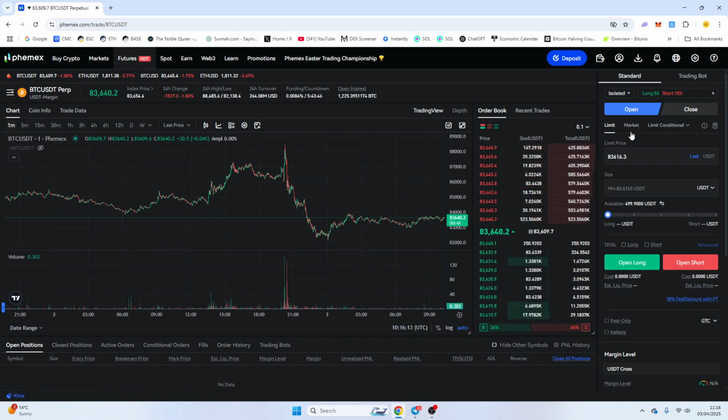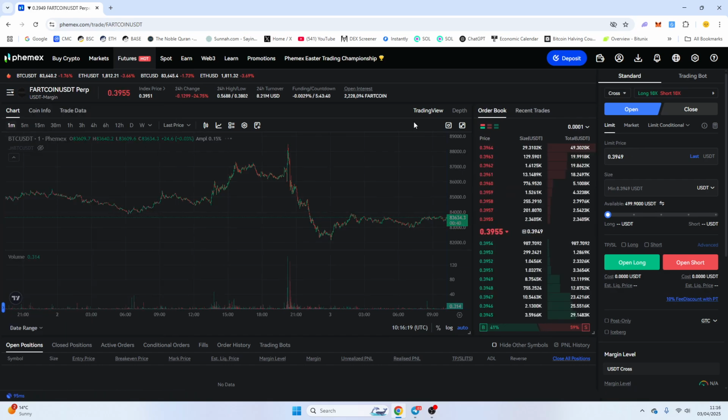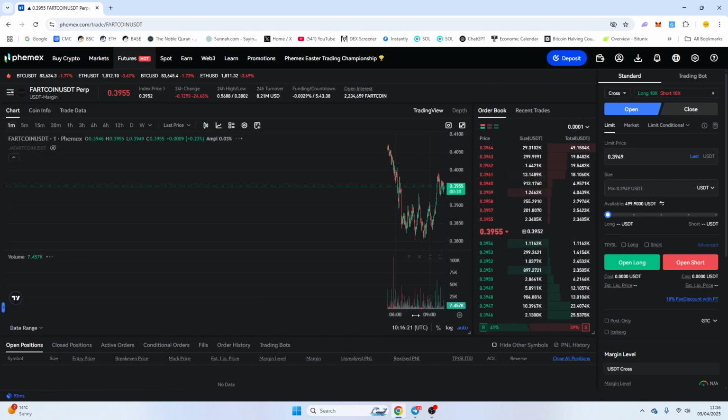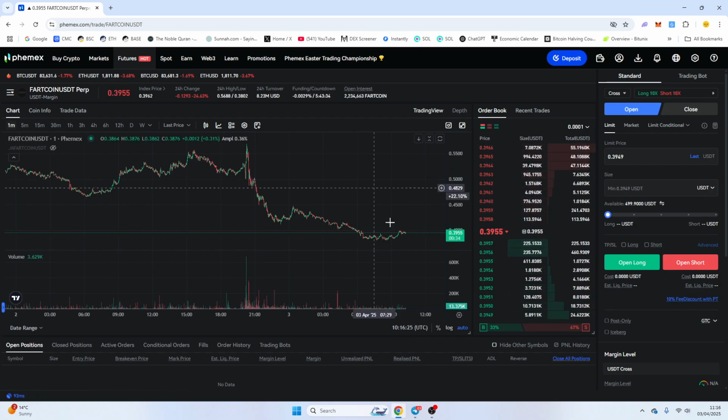So, first of all, it may look very intimidating. When you find a coin that you want to basically predict it's going to go up or predict it's going to go down. Now, there are risks involved. Of course, if you buy something and it goes down and you predicted it to go up, you've got a chance of liquidation. But I'll show you what to do in these circumstances.